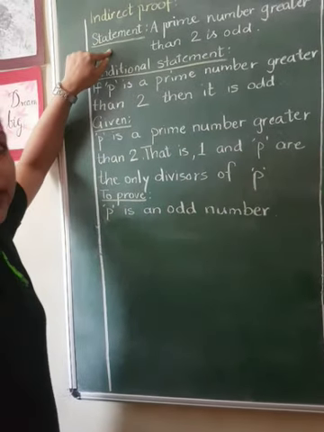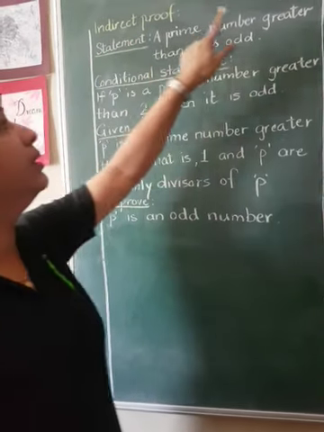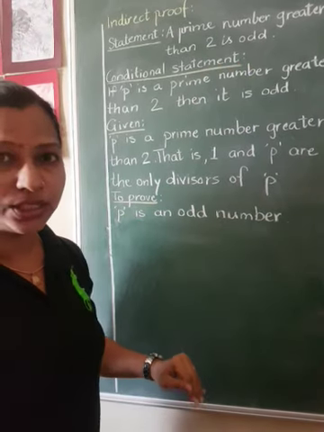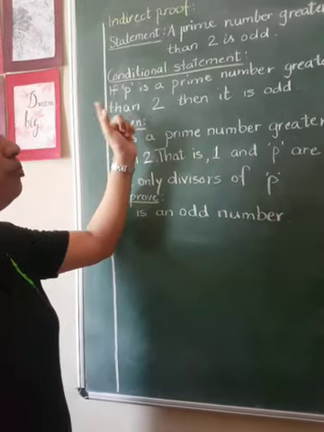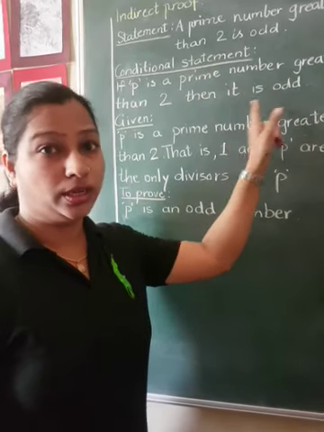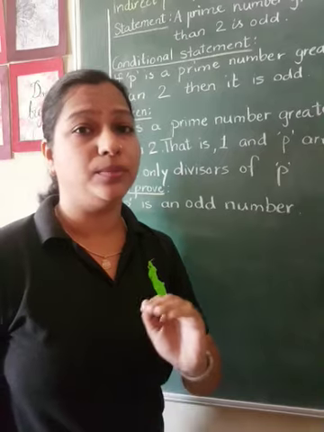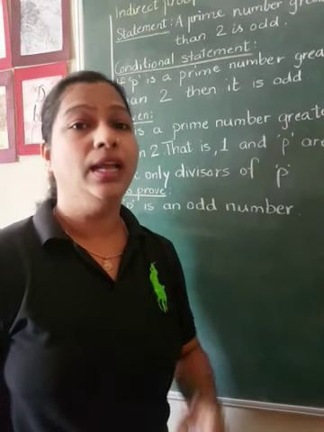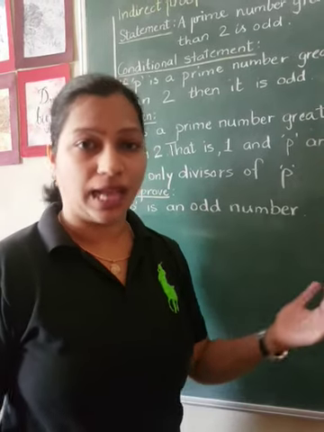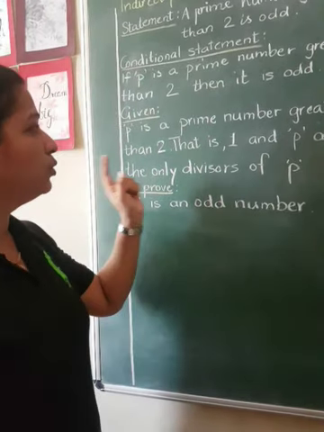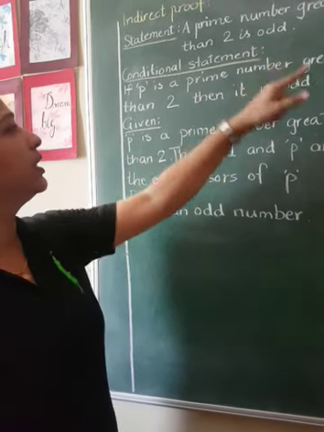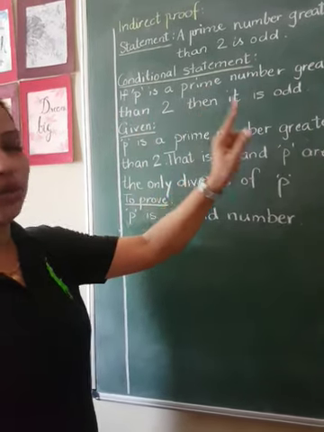Here, look at this statement. A prime number greater than 2 is odd. If you write it in the conditional form, you can write it as: if p is a prime number greater than 2, then it is odd. Now you all know that the prime numbers above 2 are all odd, like 3, 5, 7, 11, 13 and so on. So you have to prove that the prime numbers which are greater than 2 are odd.